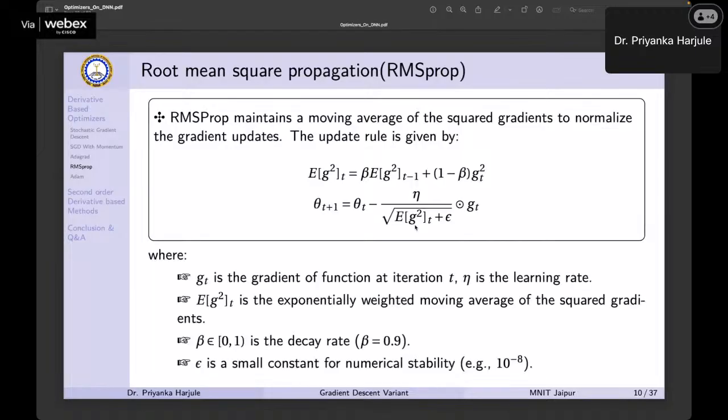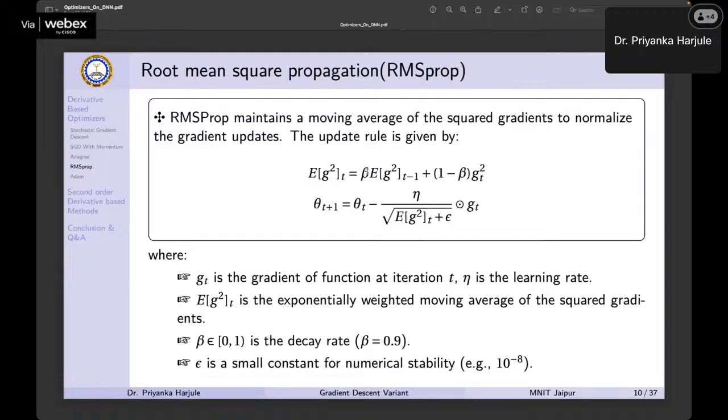Okay, this is how RMSprop is adjusting the learning rate for each parameter individually. The goal here is to adapt the learning rate based on the recent history of gradients. So what happens here is g_t is the gradient of the function at iteration t and eta is the learning rate. And this E[g_t^2] is the exponentially weighted moving average of the squared gradients.